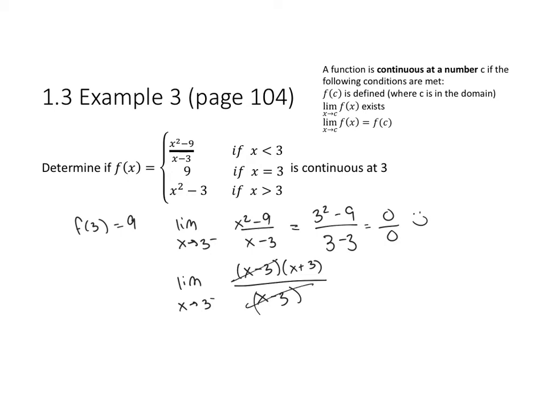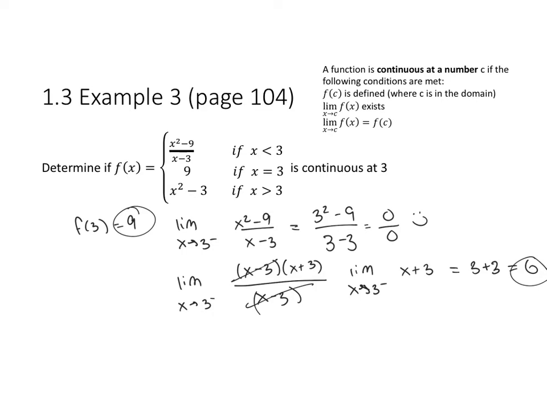My x minus 3's will cancel, and I get the limit as x goes to 3 from the left of x plus 3. I'll do my direct substitution. I get 3 plus 3, which is 6. And now I can stop right here. I don't even have to continue and look at the other piece because 9 does not equal 6. Therefore, this function is discontinuous at 3.